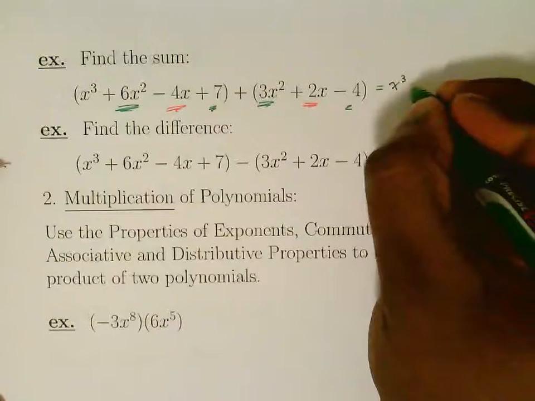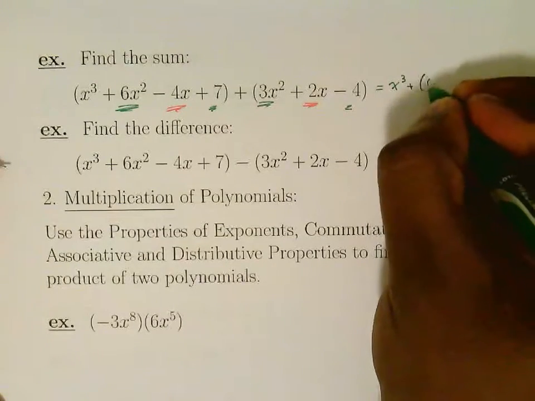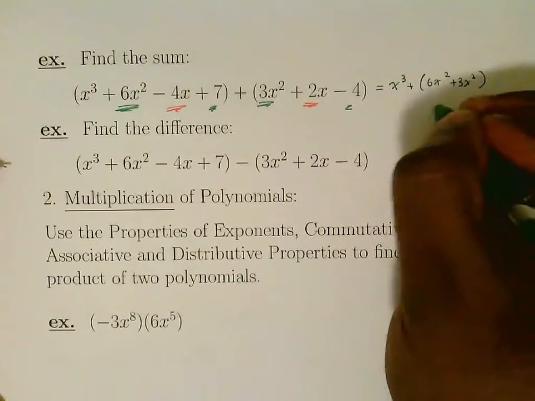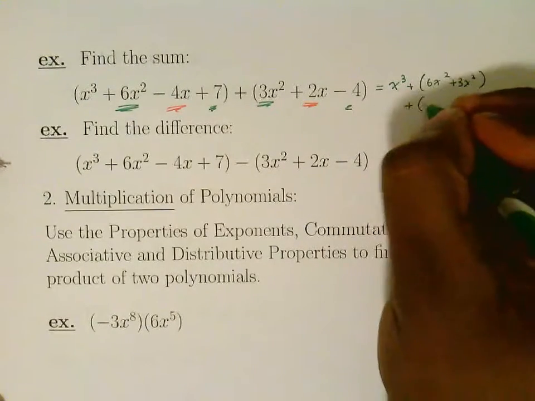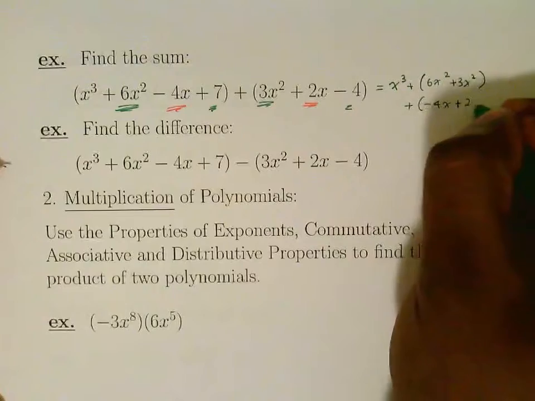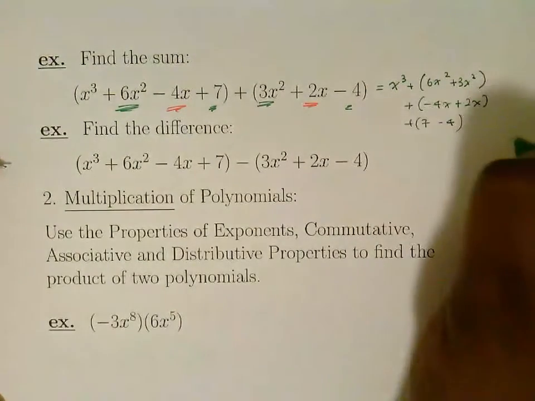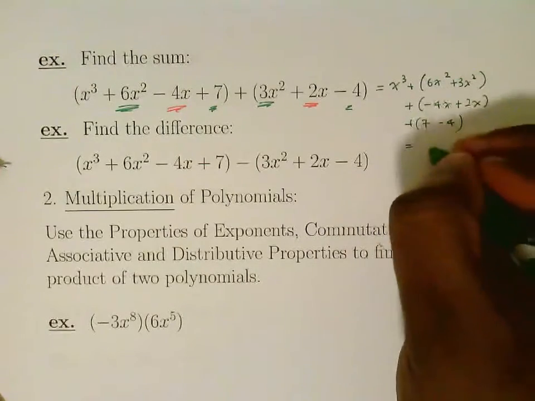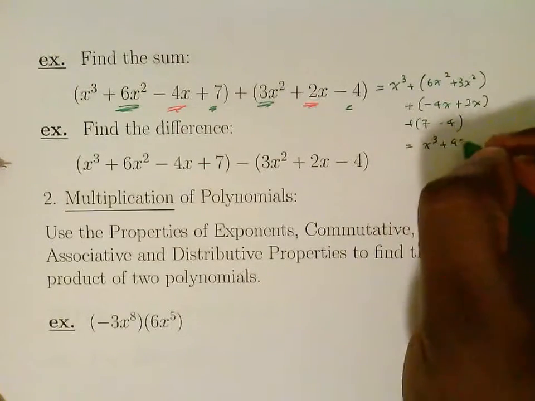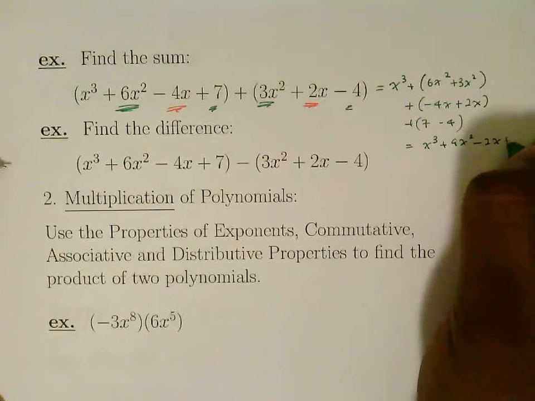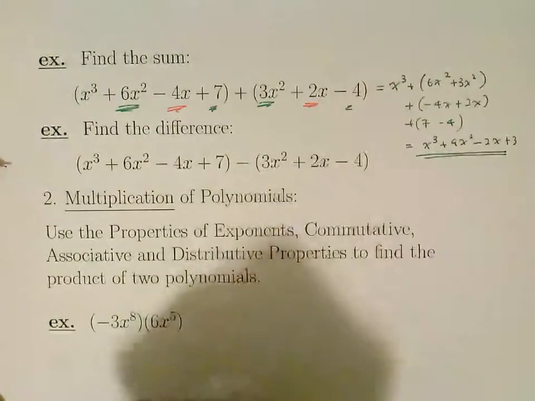So x cubed plus 6x squared plus 3x squared plus negative 4x plus 2x plus 7 minus 4. So just add it up. x cubed plus 9x squared minus 2x plus 3. That's it.